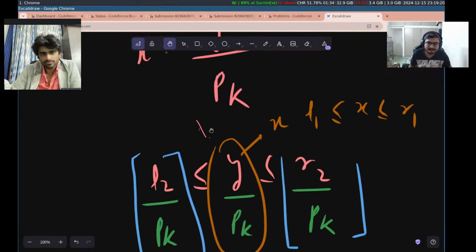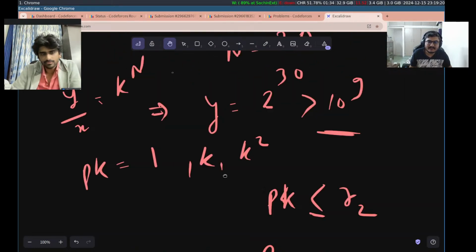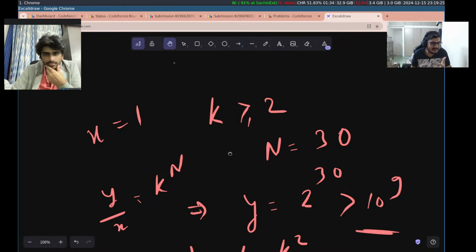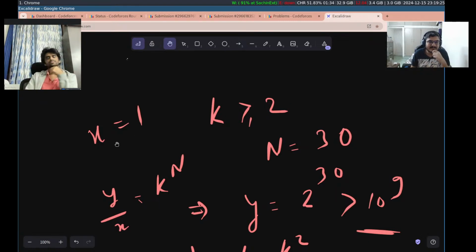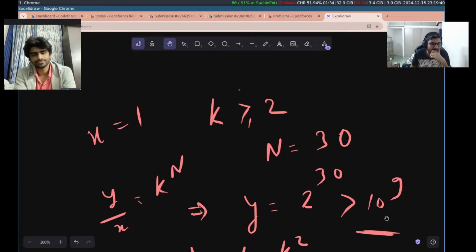Yeah, I can repeat once. I think the first observation we had was, let's look at the worst case. What can be the maximum possible? In the worst case, we have x equal to 1. Because we have k greater than or equal to 2, let's look at what happens when n is equal to 30. y by x equal to k to the power n. K is 2, n is 30, x is 1. So y becomes 2 to the power 30, which is more than 10 to the power 9. So this gives us some idea that the number of values of n we want cannot be very large. Most of the time it will be between 0 and 30, and when k increases, it will decrease even further.